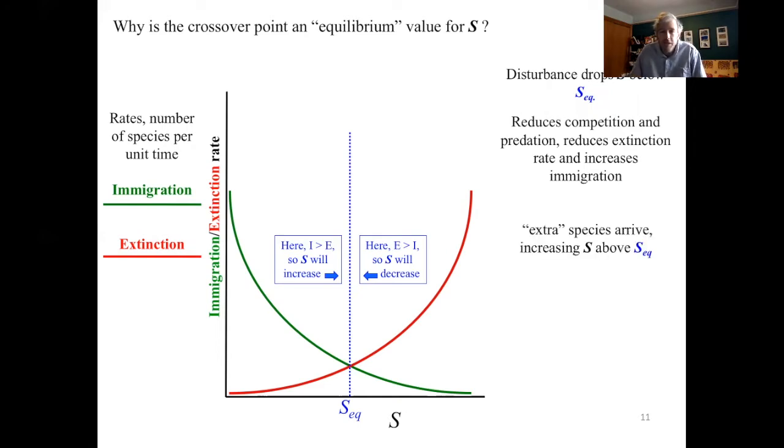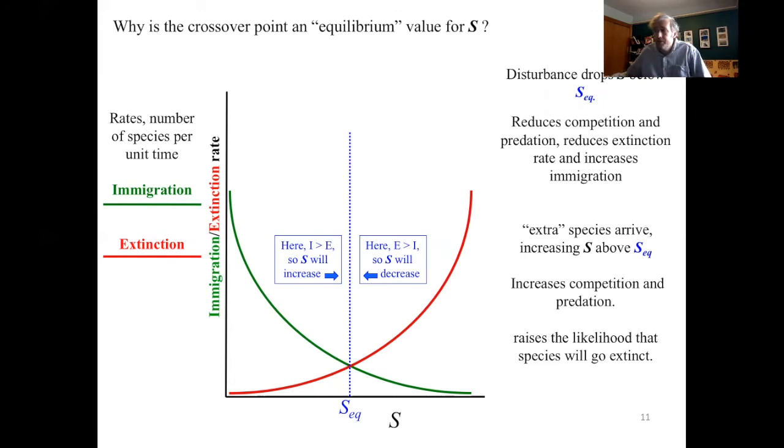On the flip side, say, for example, extra species arrive, increasing species richness above our equilibrium point. Well, that will increase competition and predation, which will raise the likelihood that species will go extinct. So the nice thing about the theory of island biogeography is it's got this equilibrium point and these two processes that maintain the species richness at this equilibrium point.